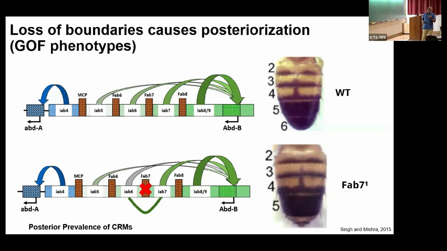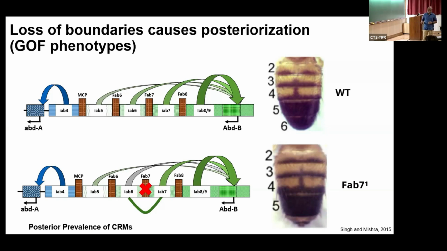Now, if you delete the boundary, then the effect is just the other way around. Now you will see posteriorization. If you take this boundary out, then IB6 and IB7 become one domain, and they both make 6 and 6. The 6th gets transformed into 7th. So here is a male cuticle, male abdomen. You are seeing the 5th and 6th. Here you see only one pigmented segment, and the 6th has become the 7th. The 7th is rudimentary, so you don't see it here.